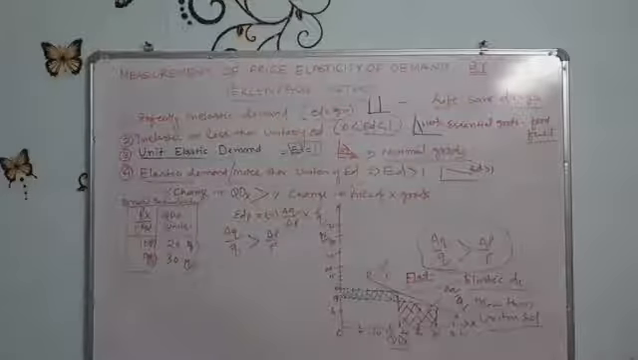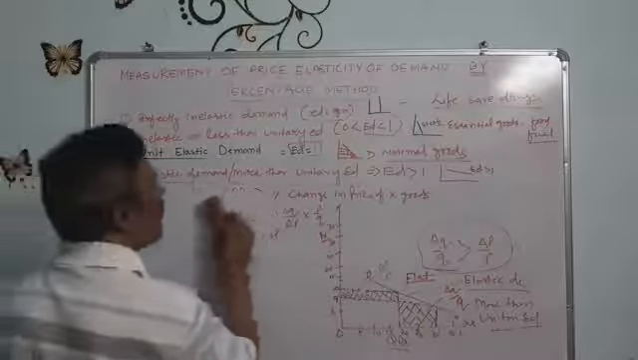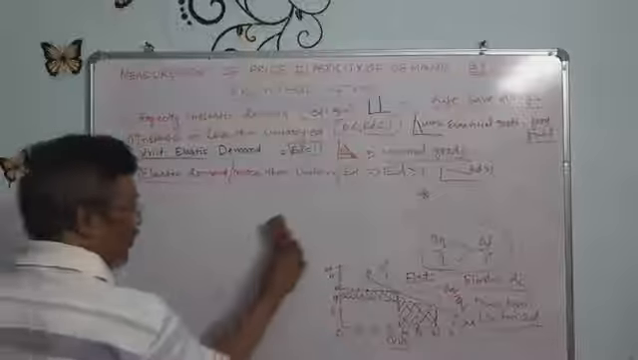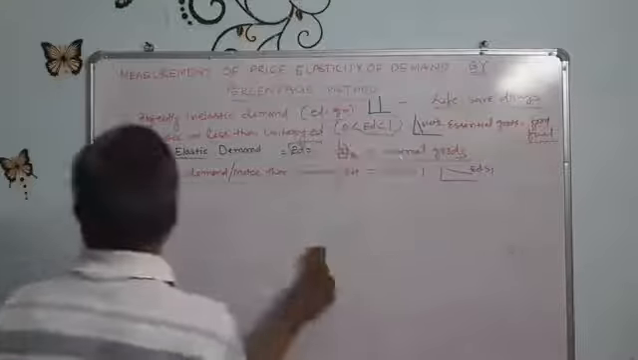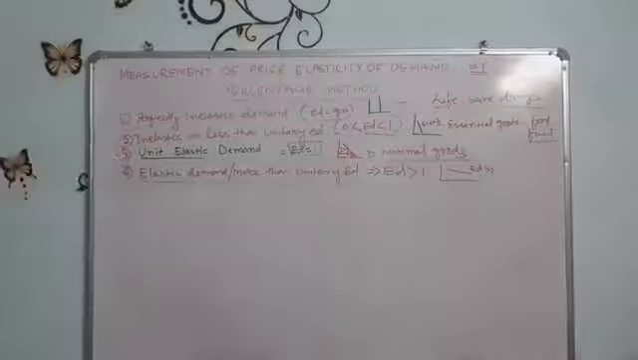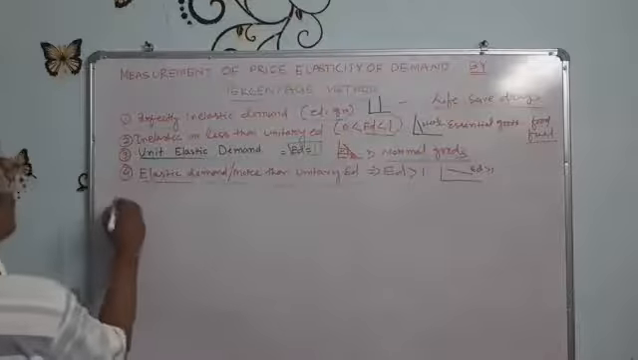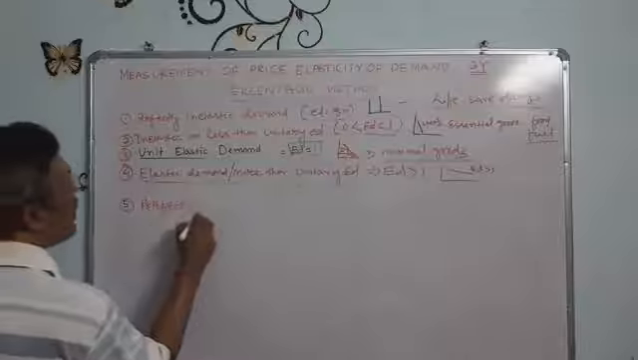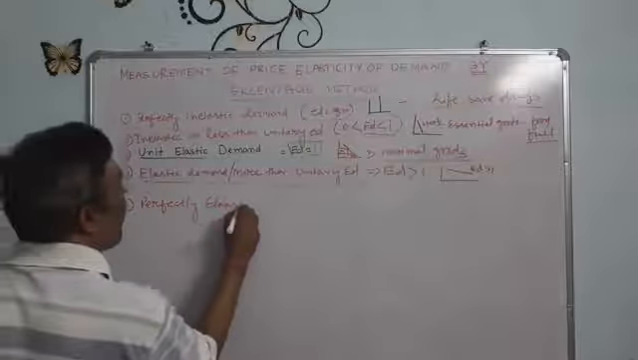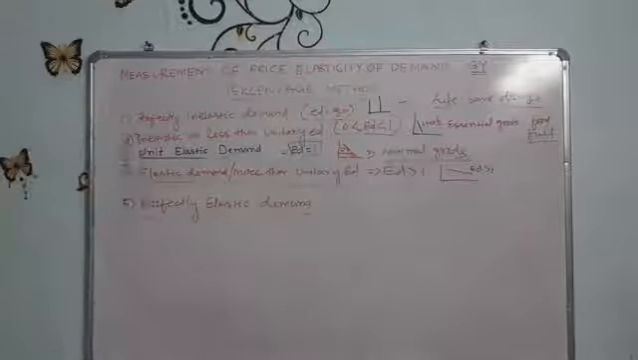Next one, the last one, is the reverse. First one was perfectly inelastic demand. This is called the perfectly elastic demand. Fifth one is called the perfectly elastic demand.